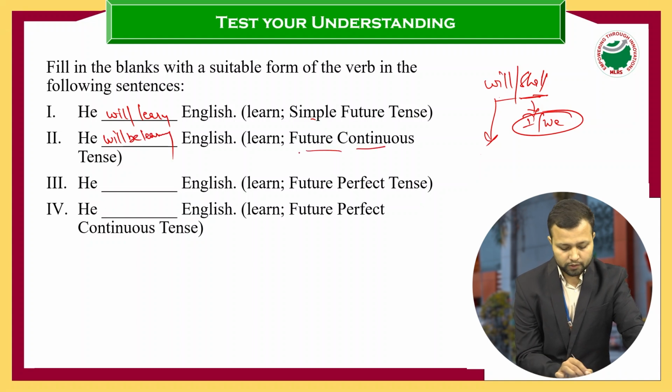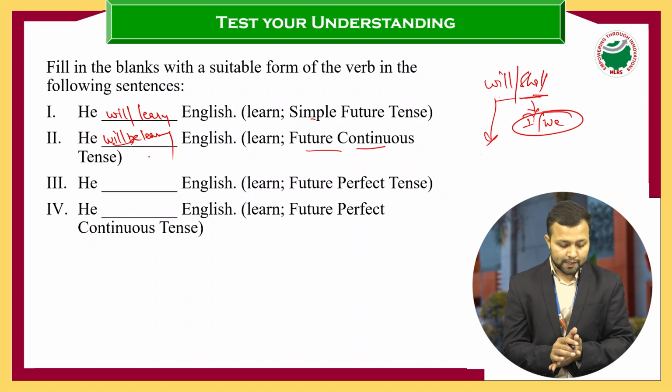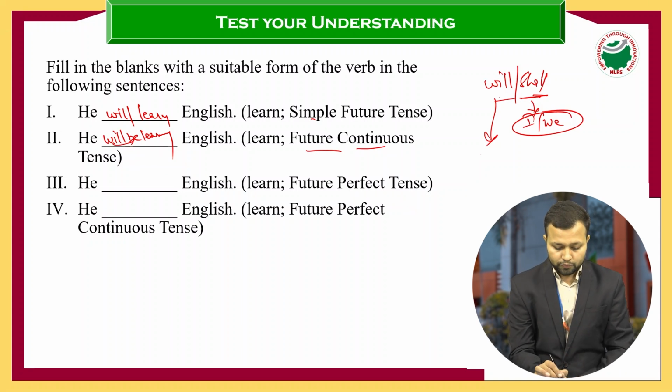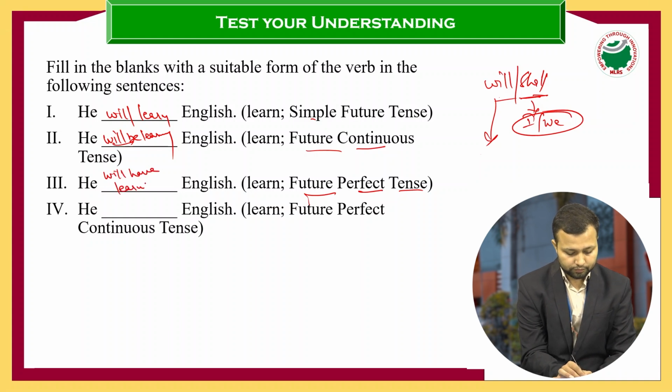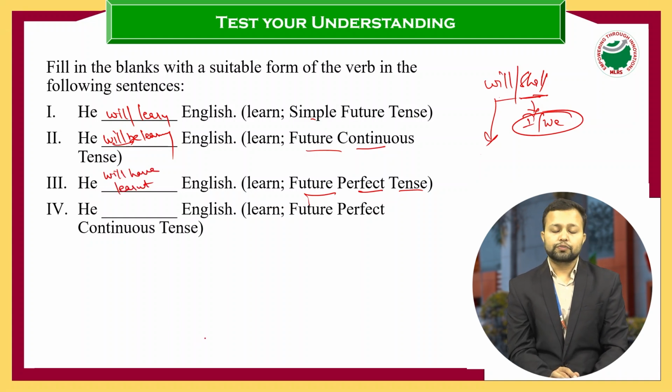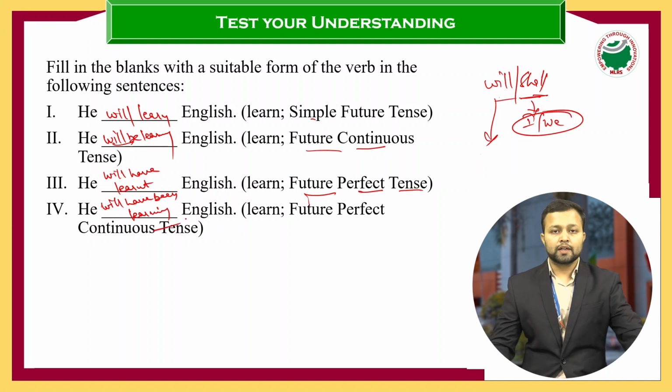Next, he blank English: will be learning. Why? Future continuous tense. Will be is our helping verb, and learning, V1 plus ing, is the main verb. He blank English, future perfect tense: will have learned. Next, future perfect continuous tense: will have been learning. I hope you all understand all the sentences and the uses of helping verbs and main verbs.